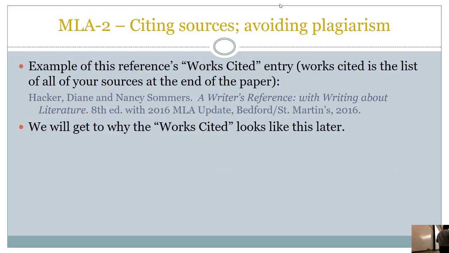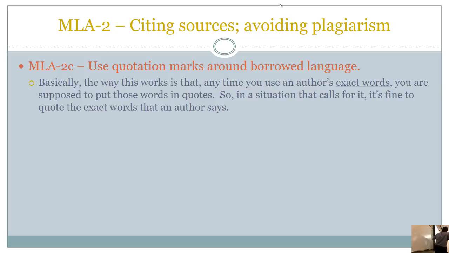So essentially, most of the sources look kind of like this. I'll get to the details here in a minute. Now, when you're citing your sources, you might have found some statistics that you want to use. You want to put those internally in your paper, the way that I did, and show that you're using them. You have to be careful when citing sources. It's very easy to just let the sources take over and you end up not writing much. You just end up saying what other people have said. And anytime you use an author's exact words, you're supposed to put the words in quotes. In a situation that calls for it, it's fine to quote the exact words that the author says. So that's one way of citing: put exact words in quotes.